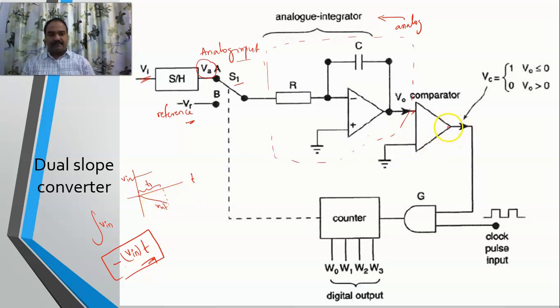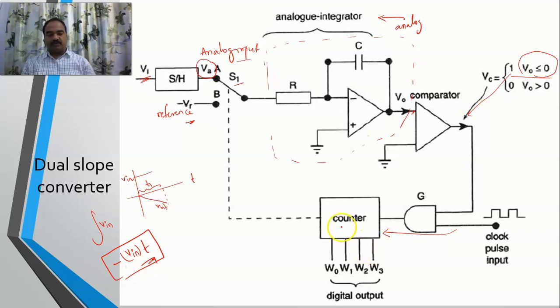Now if you carefully see, this is a comparator. The output of the comparator is 1 as long as V output is less than 0, and it is 0 when V output is greater than 0. Now, what is my V output? My V output is negative, right? Since it is negative, the output of the comparator will be 1. Since it is 1, what happens? We have already seen this. The clock pulse will now be allowed into this one.